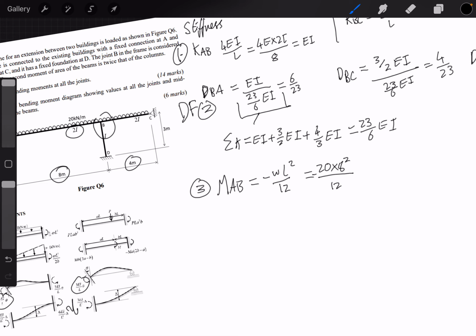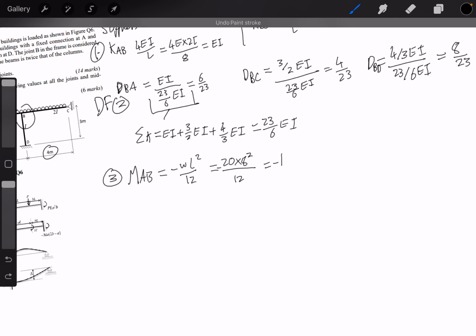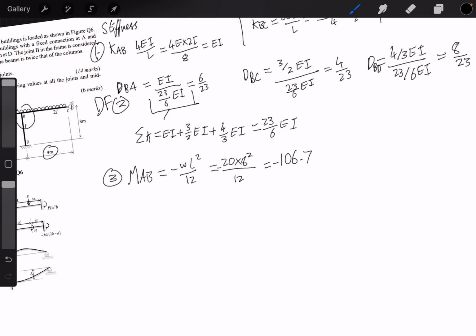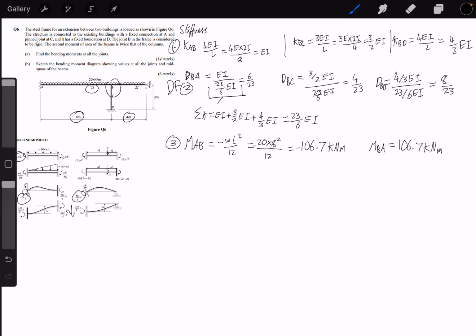And that gives us negative 106.7 kilonewton meters. And therefore MBA, so on the other end of this element, it's just this, but positive. So MBA equals 106.7 kilonewton meters. Because we've got to remember that these are all balanced.